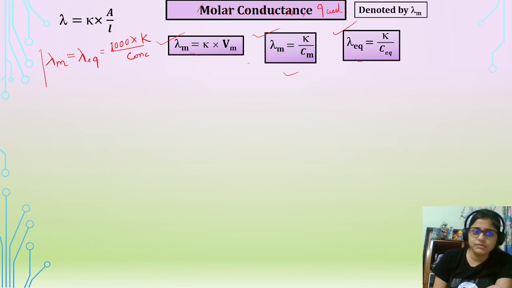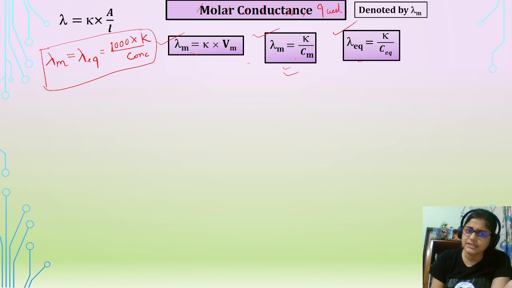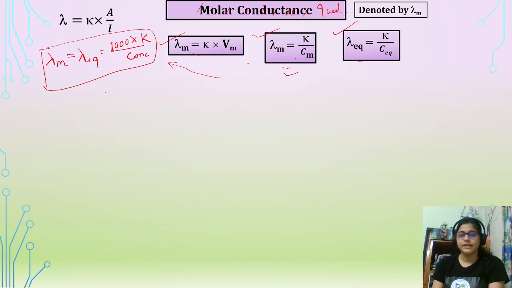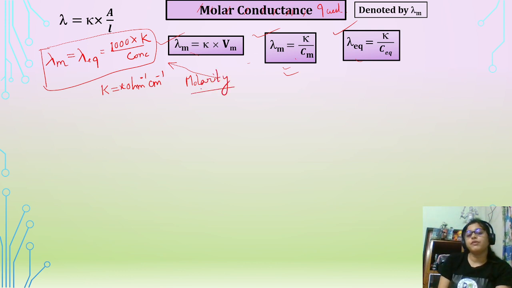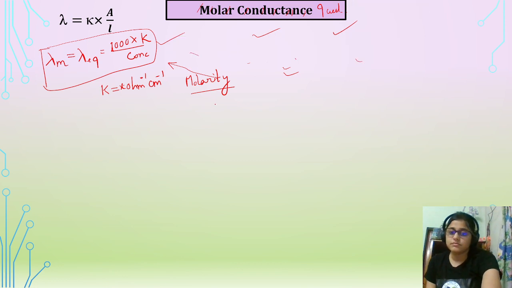When I wrote this, many of you questioned that we have read the formula like this, so why did ma'am write it this way? Because I can convert it to this. Let's say for example kappa, what is the unit of kappa? Ohm inverse, cm inverse. It is like, let's say, x ohm inverse cm inverse, and the concentration is given in molarity. Now we have read about normality, but what is molarity now? It is the concentration of this one.